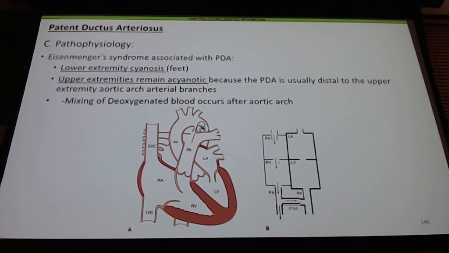And what you can see on exam with somebody who has Eisenmenger's syndrome from a patent ductus arteriosus is the upper body, the upper extremities are going to be normal appearing, but the lower body, lower extremities are going to be cyanotic. Because that mixing occurs after the aortic arch and not in the heart itself.